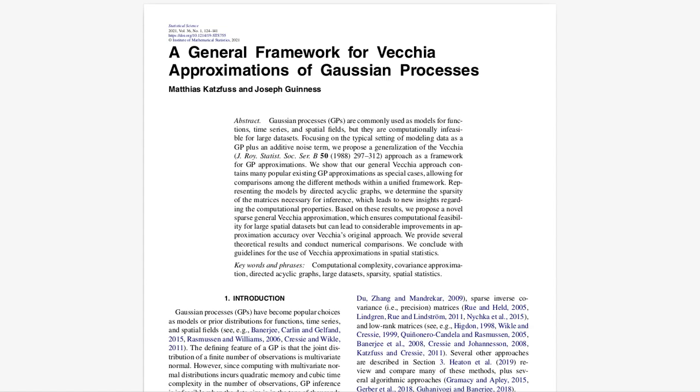Maximum minimum distance. That sounds a little complicated. It's actually quite intuitive. Imagine you're placing points on a map. With maximum minimum distance ordering, you always try to place the next point as far away as possible from the points that you've already placed. Oh, so you're spreading things out to cover the whole area. Exactly. Okay, that makes sense.